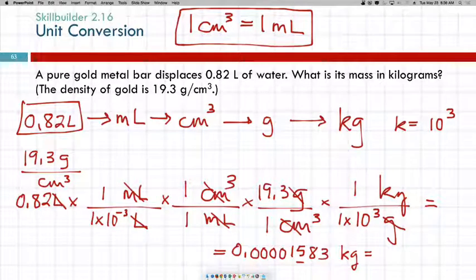Don't be confused by the leading zeros and think that those are significant figures. If you count those as significant figures, you're going to end up rounding a lot of things off to 0. Nothing should ever round off to 0. So you could express this in decimal form, 0.000016 kilograms.